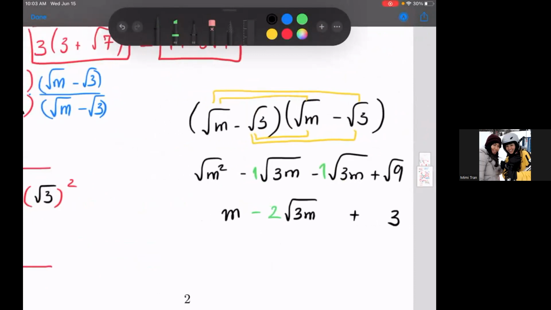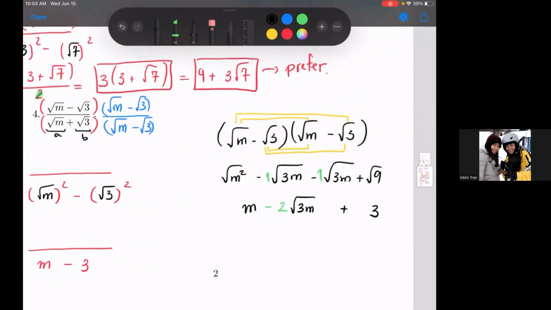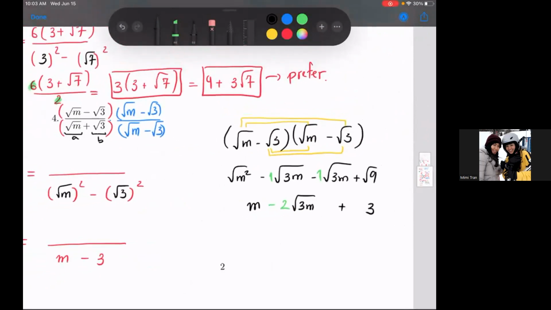So that's your numerator. Let me write it here: m minus 2 root 3m plus 3. And there's nothing you can do about it. Please do not simplify the 3 and the 3 here, and the m here. They don't work like that, okay? Those terms are married. You don't want to break them up.